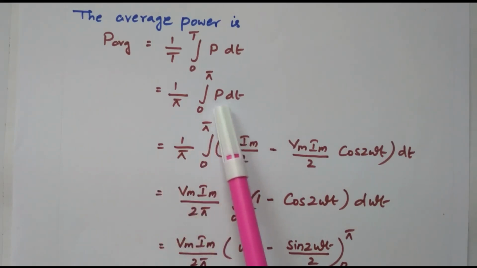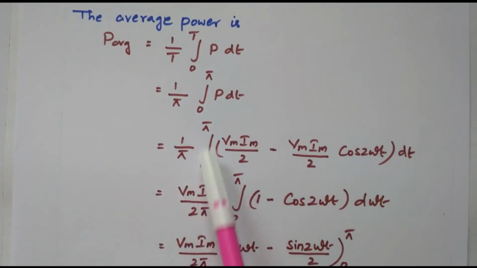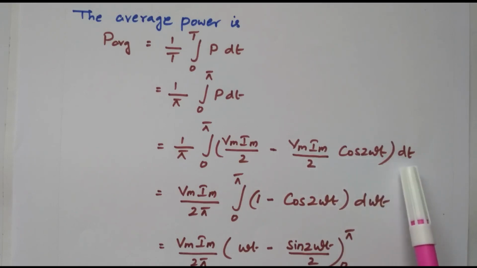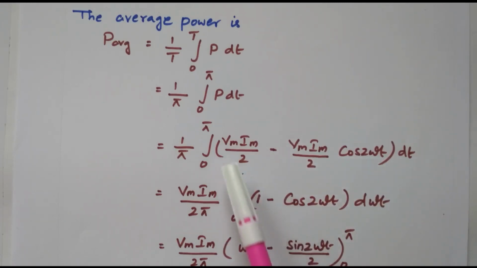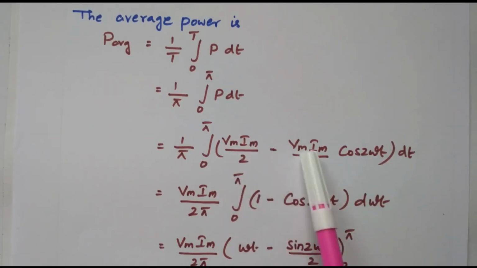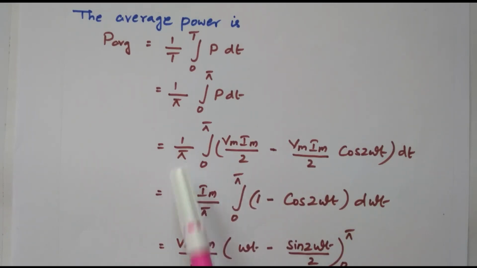Now the power we already calculated. So 1 by pi, 0 to pi, Vm Im divided by 2 minus Vm Im divided by 2 cos 2 omega t into dt. This is the instantaneous power we calculated earlier. Now Vm Im by 2 is available in both the terms, so we'll take it outside. So Vm Im divided by 2, already 1 by pi is there, so Vm Im divided by 2 pi. Here we have (1 minus cos 2 omega t) into d omega t.